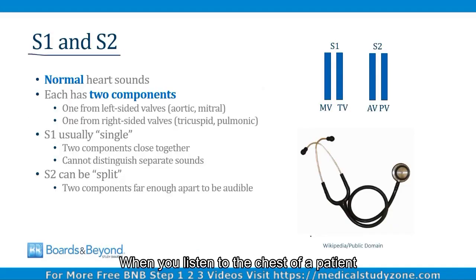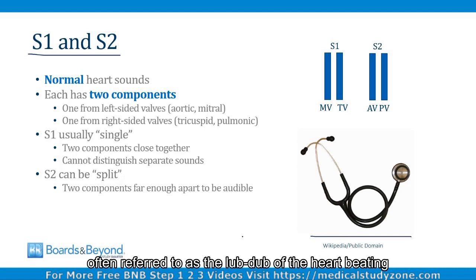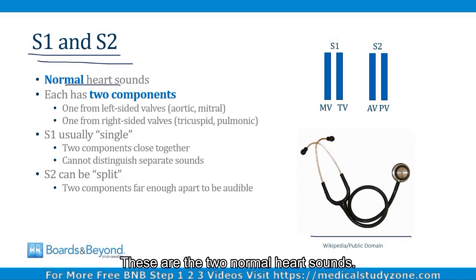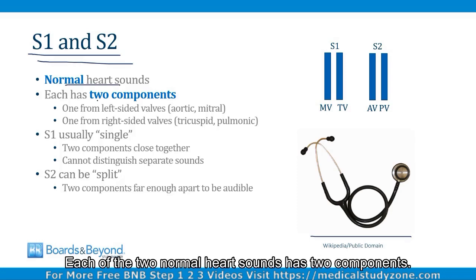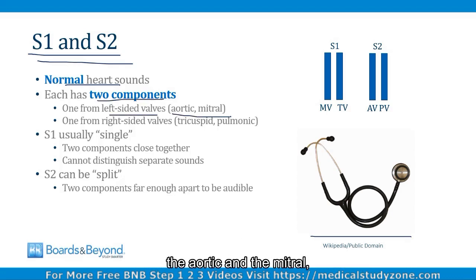When you listen to the chest of a patient with a stethoscope, you will hear two heart sounds, often referred to as the lub-dub of the heart beating, and those two heart sounds are called S1 and S2. These are the two normal heart sounds. Each of the two normal heart sounds has two components. One comes from the left-sided valves closing, the aortic and the mitral, and the other component comes from the right-sided valves closing, the tricuspid and the pulmonic.